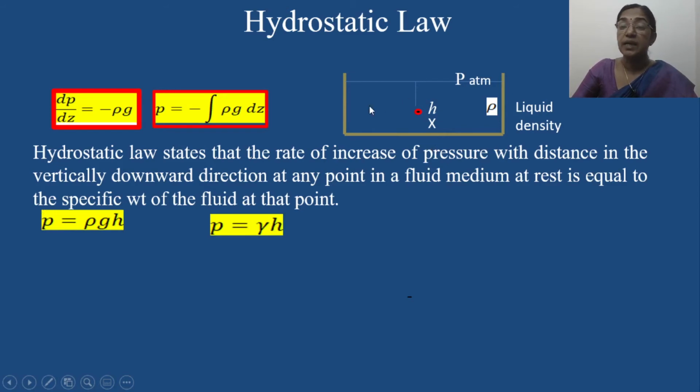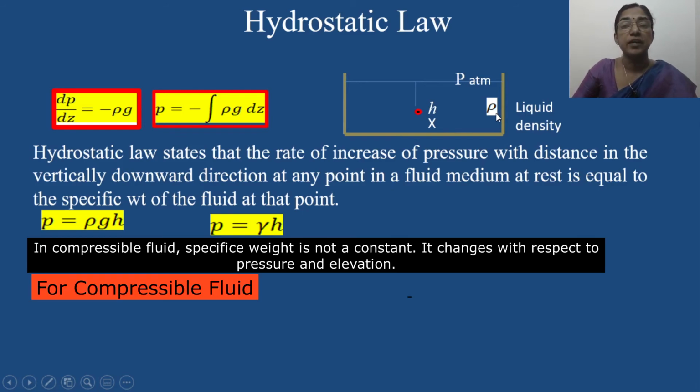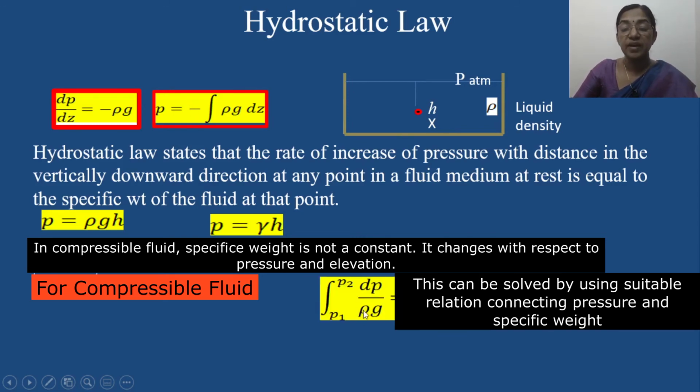Remember, this is valid for incompressible fluid where density is constant. In a compressible fluid, density varies with respect to pressure. So we can modify this equation, as rho is varying with pressure. Two levels are being considered. In the case of compressible fluid, the density is different, so we integrate this expression between the limits P1 and P2. That is the case for compressible fluid where density is affected by the change in pressure.